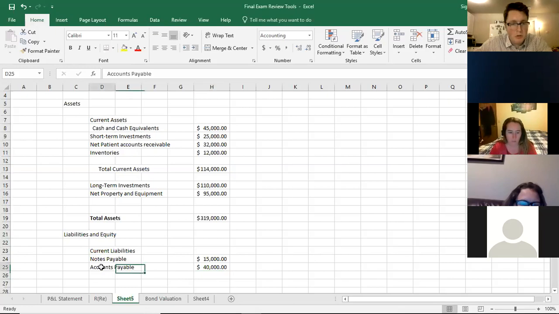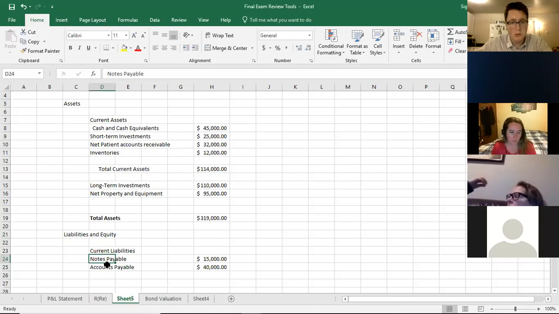So accounts payable is similar to accounts receivable. Accounts receivable is people that owe me money. It's money coming in to me. Accounts payable is I owe people money. I got a service for something that I have not yet paid. So I owe $40,000 that I'm going to need to pay within the next year sometime. That's my accounts payable. Notes payable is for short-term debt that was issued.